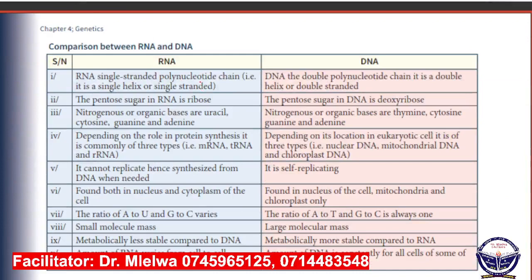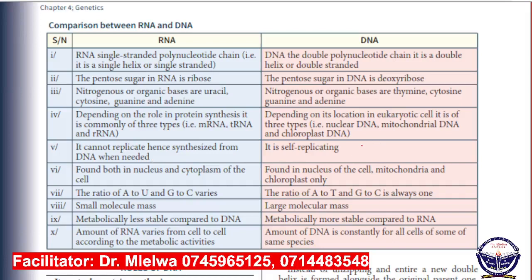RNA is a single stranded polynucleotide chain. DNA is a double-stranded polynucleotide chain. In RNA, the pentose sugar is ribose; in DNA, the pentose sugar is deoxyribose. In RNA, nitrogenous organic bases are uracil, cytosine, guanine, and adenine. In DNA, nitrogenous organic bases are thymine, cytosine, guanine, and adenine. Depending on the role in protein synthesis, RNA is commonly of three types: messenger RNA, transfer RNA, and ribosomal RNA. Depending on its location in the eukaryotic cell, DNA is of three types: nuclear DNA, mitochondrial DNA, and chloroplast DNA. RNA cannot replicate, hence it is synthesized from DNA when needed, but DNA has the ability to replicate.